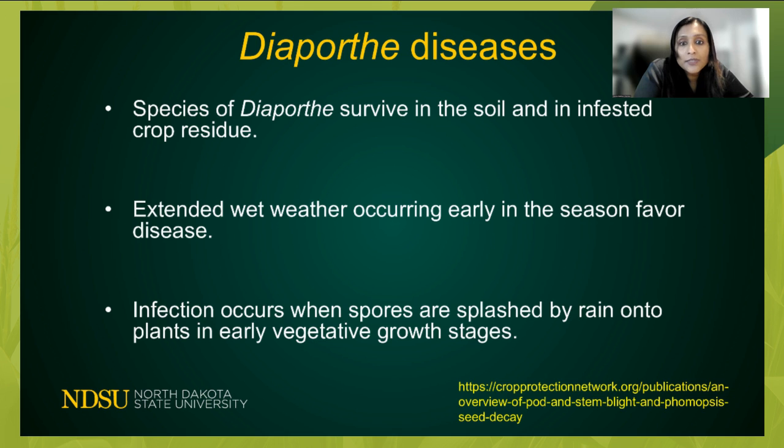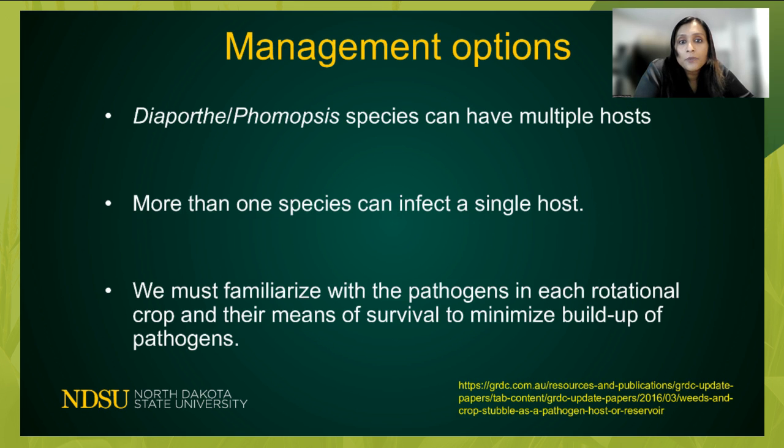The infection occurs when the spores are splashed by rain, and a few studies have shown that infection actually starts in the early vegetative growth stages, but we don't see the symptoms until the soybean enters the reproductive growth stages. So as far as the management options are concerned, it's a challenge. We have looked at multiple options and we're continuing to evaluate them.